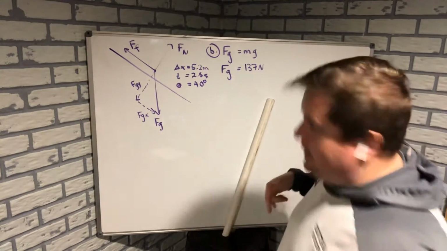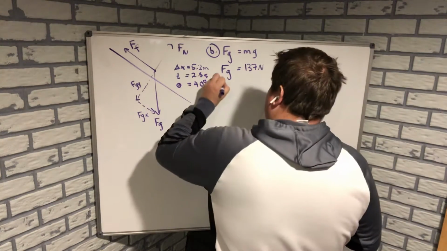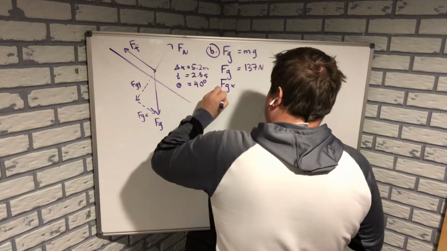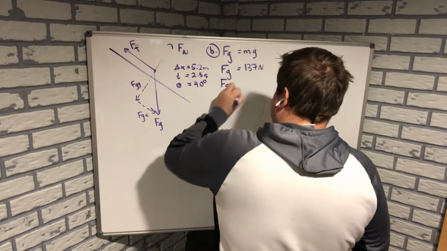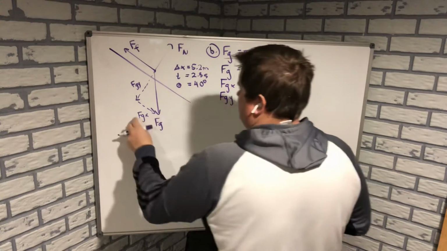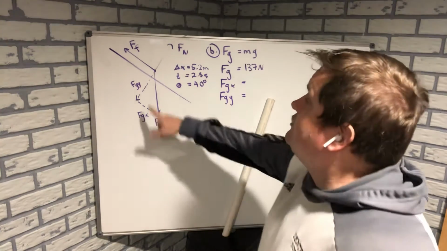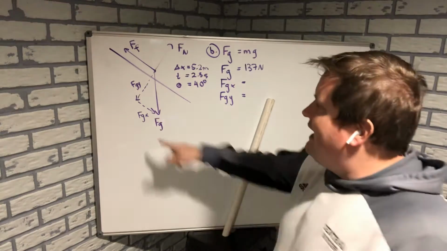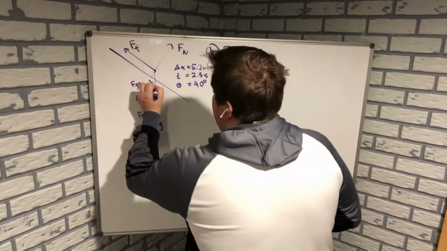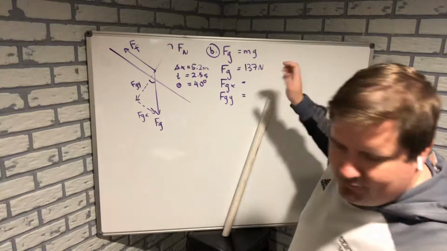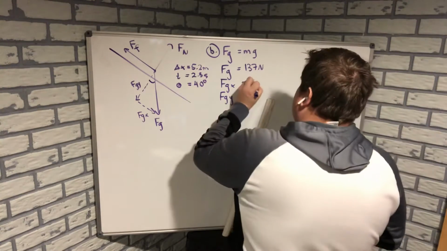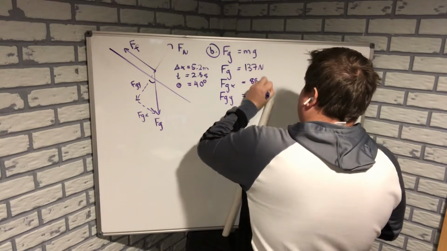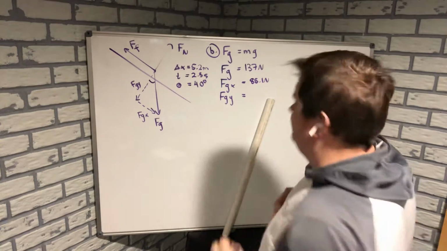The other part of B was we had to find the components. So FGX and FGY. FGY is the adjacent side, so that's the cosine. And FGX is the opposite side of our angle right here. So it's sine, and for FGX and FGY, we end up with 88.1 newtons and 105 newtons.